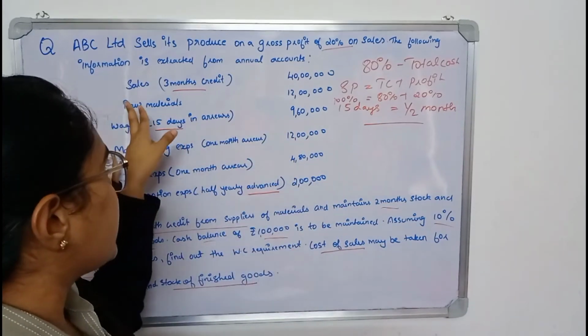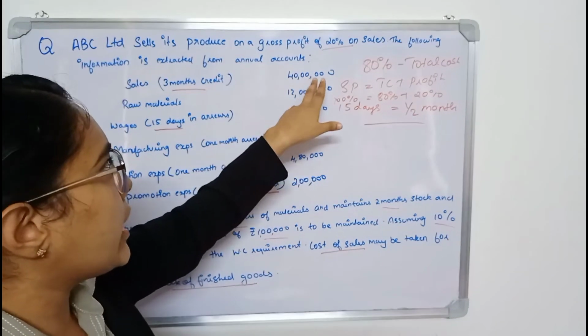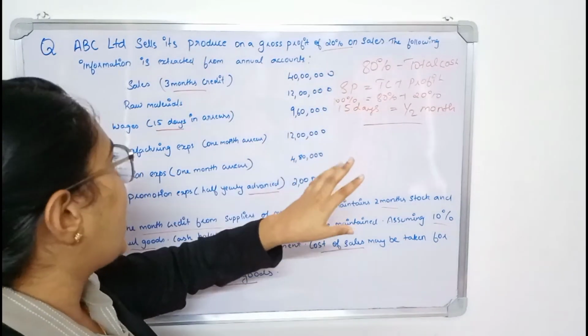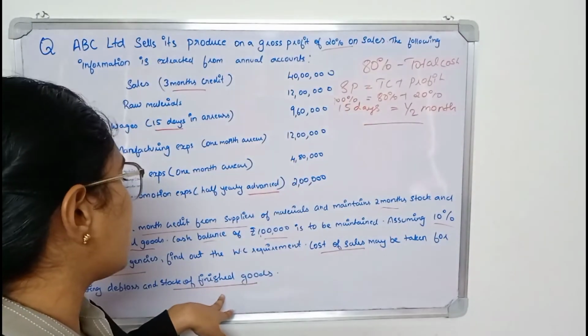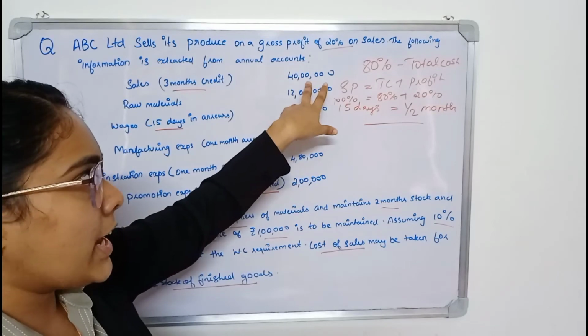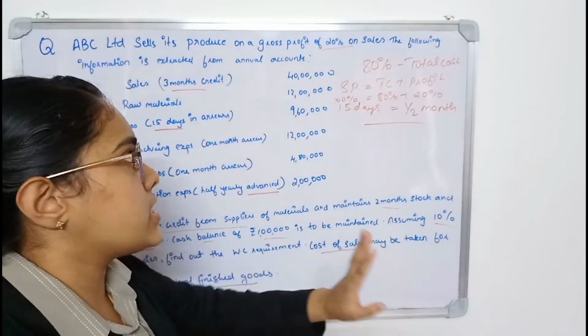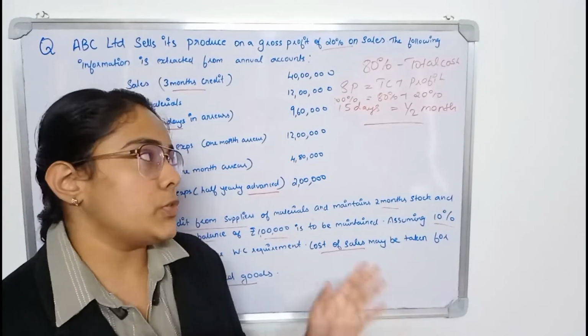So you have to calculate debtors. When you are calculating debtors, you have to take 80% of 40 lakh. Similarly, for calculating finished goods, you have to take 40 lakh into 80% for calculation. Alright, so let us quickly go on to the solution.